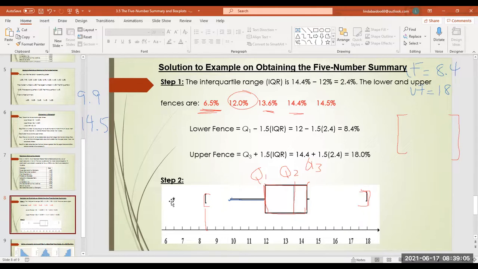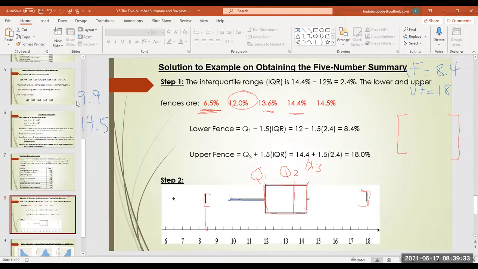So let me write this Q1, Q2, and the rest down, and then that's the information we are going to use. So Q1 we got 12.0, and for Q2 we are getting 13.6. For Q3 we are getting 14.4. Maximum is 14.5. And then the minimum we got to be 6.5.